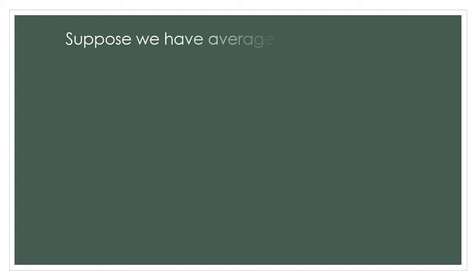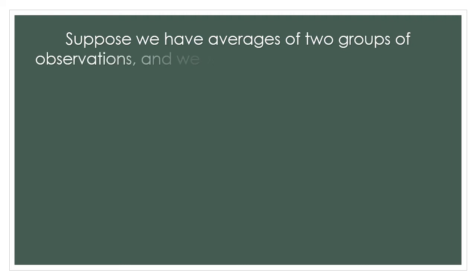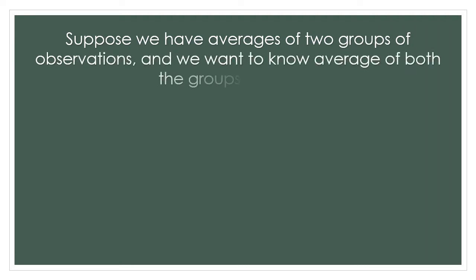Let's suppose that we have averages of two groups of observations and we want to know the average of both the groups as a whole. That means we have separate averages of group A and group B, but I want to know the average of both the groups combined, and I don't have the individual observations. That means I don't know individual values of both the groups. I just know their averages and their strength.